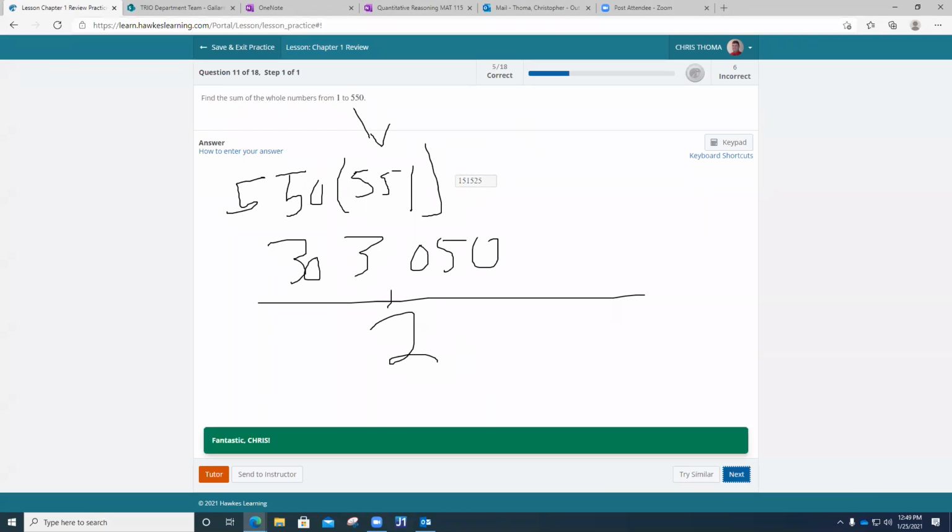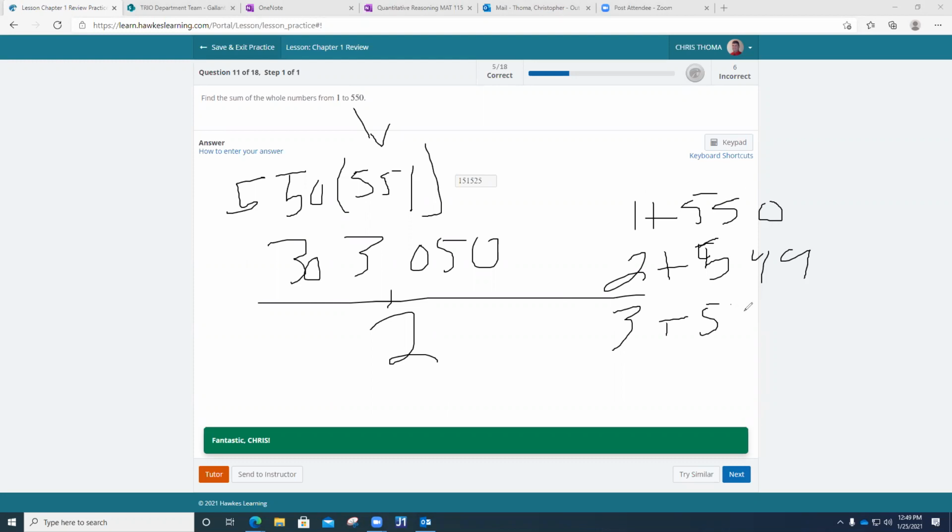Right, and so the reason you cut it in half, think about this. If I'm adding up all these numbers, the pattern here is I'm going to add 1 plus 550, right? Because we're adding up all the numbers from 1 to 550. Then my next pair, 2 plus 549, because I have already had those numbers in, 3 plus 548.